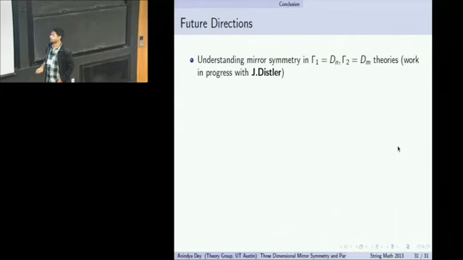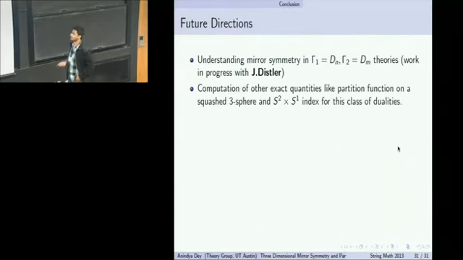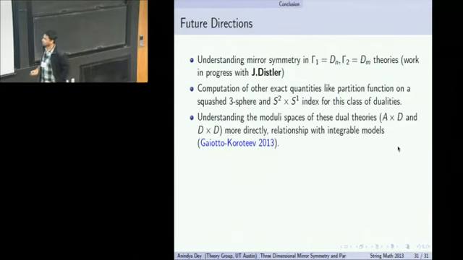Okay, there are several future directions of this project. One is, of course, understanding the D-type theories, some of which I showed you. One would like to compute some more exact quantities, like comparing the squashed 3-sphere partition function, and particularly the S2 times S1 index for this class of dualities. One might also like to understand the moduli spaces of these dual theories in a more direct fashion, in the way that Gaiotto and Koroteev addressed the problem for the linear quivers recently, and also their relationship with integrable models.